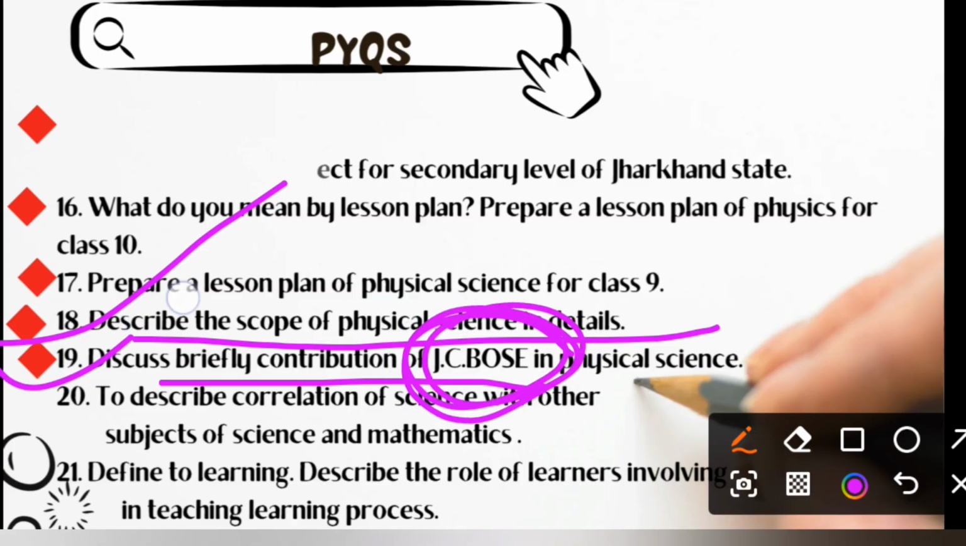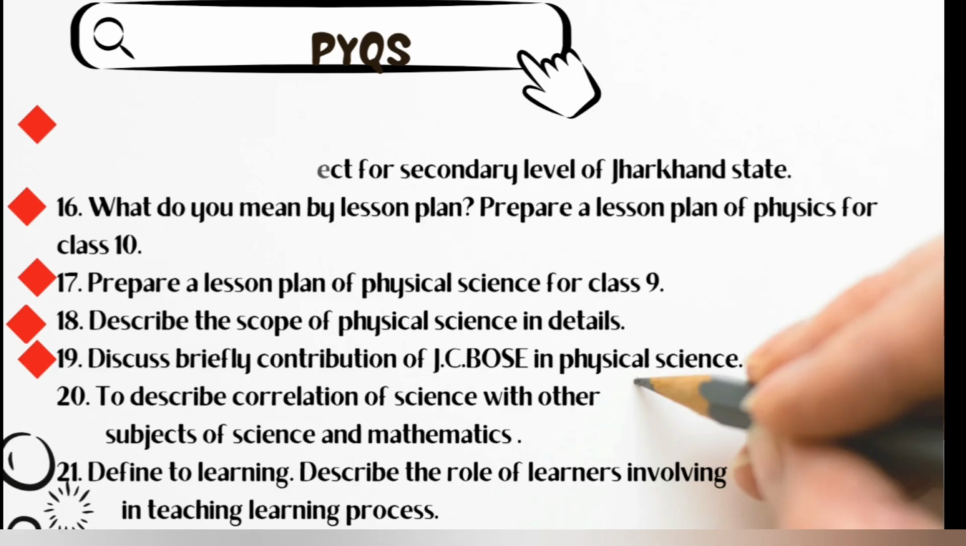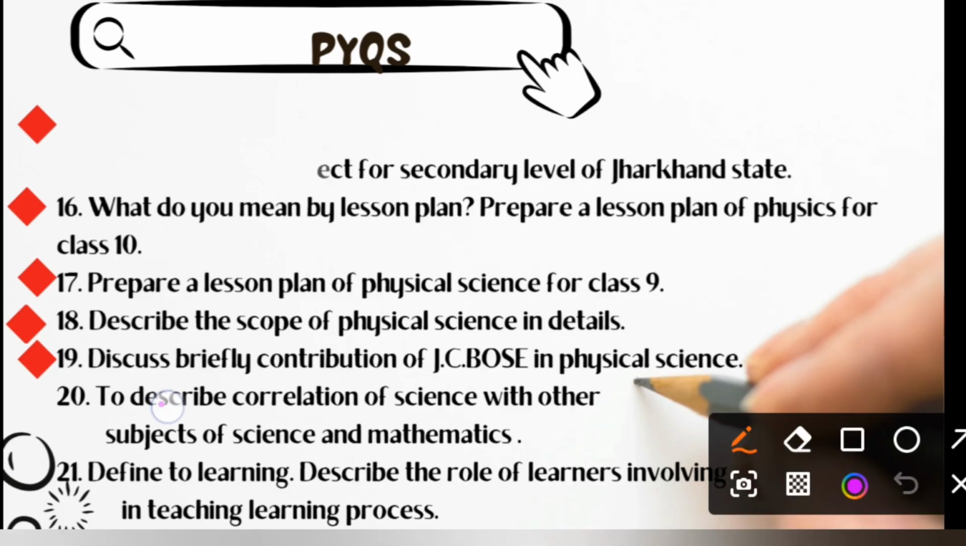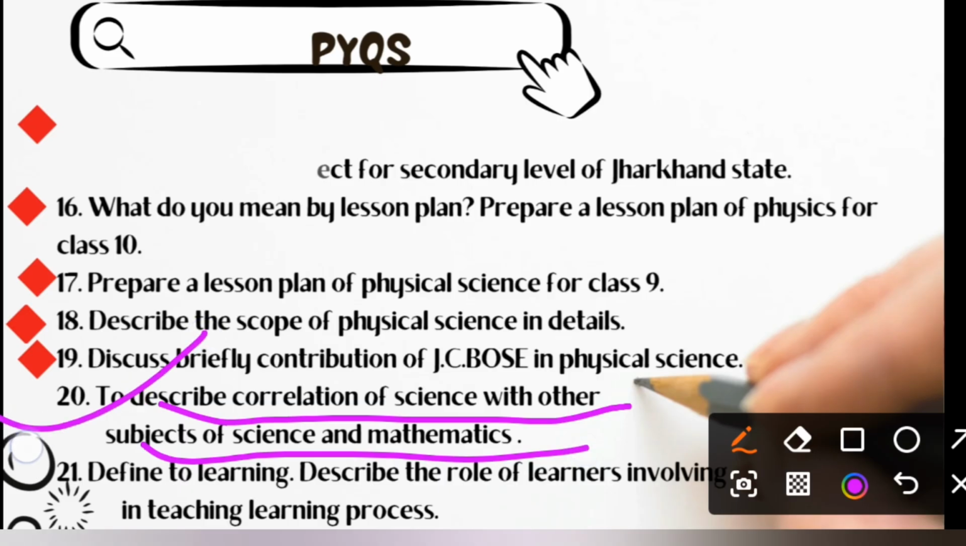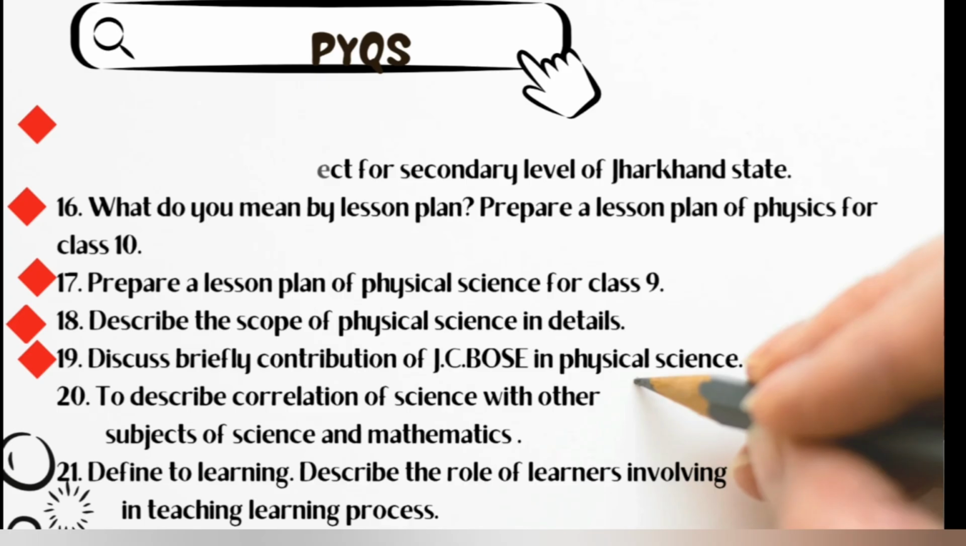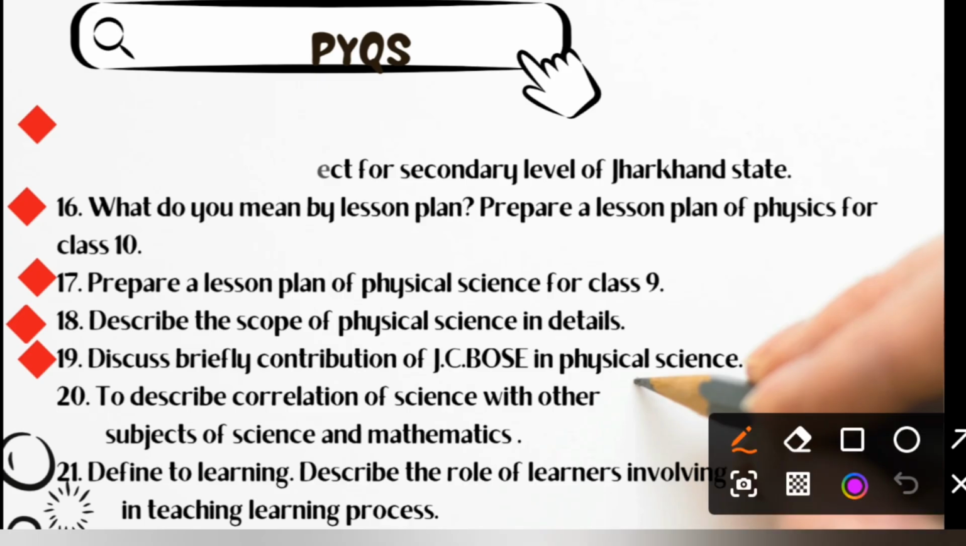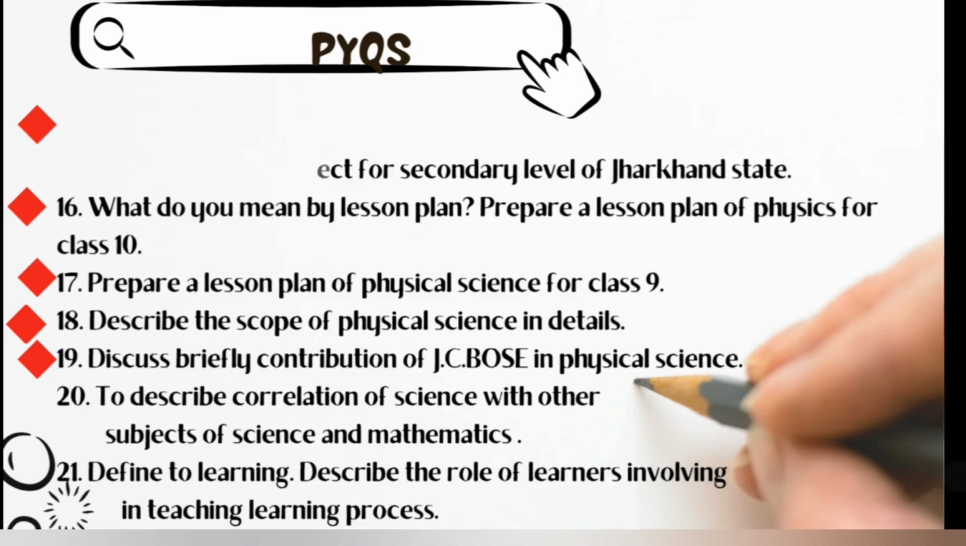Moving toward question number 22, describe the correlation of science with other subjects of science and mathematics. So we know that science is connected with other subjects also. We have read in our earlier semesters that science is correlated with other subjects. In general, we can see that science and maths are complementary to each other, so it is basic that science and maths are correlated, but science is also correlated with other subjects, such as social science, sociology and psychology. These are also based on the learnings of science.